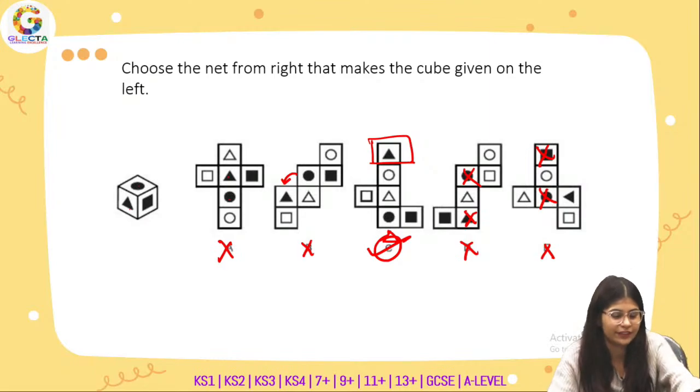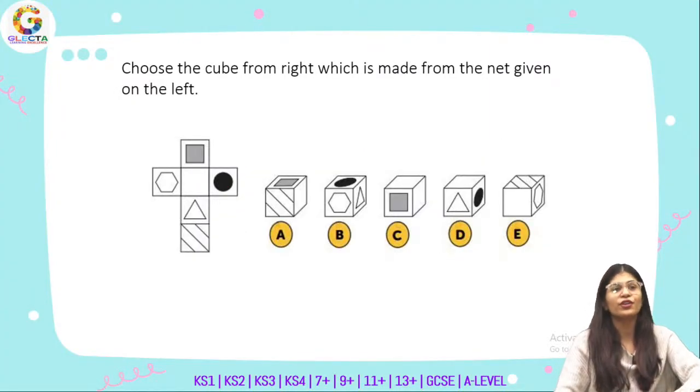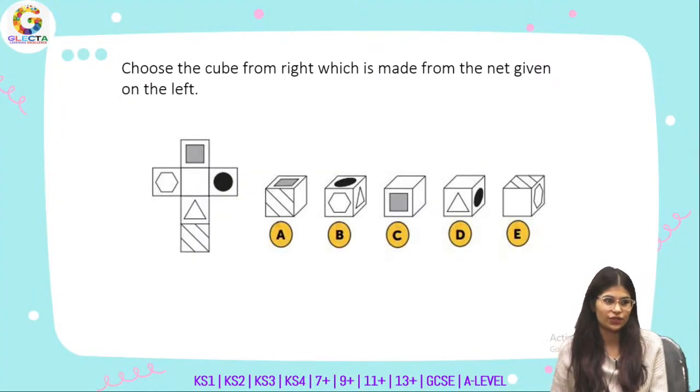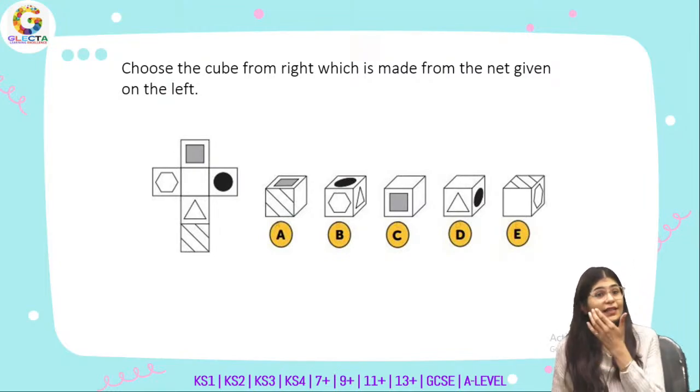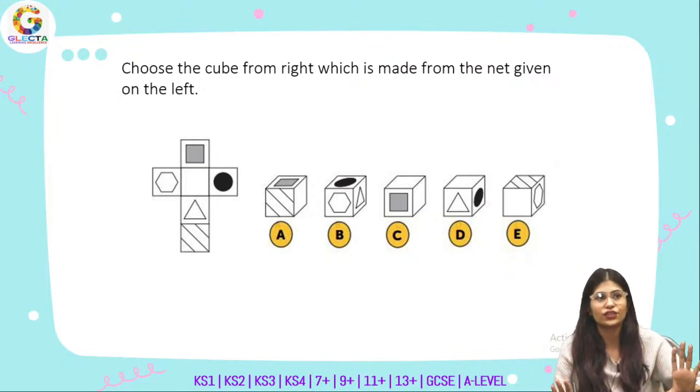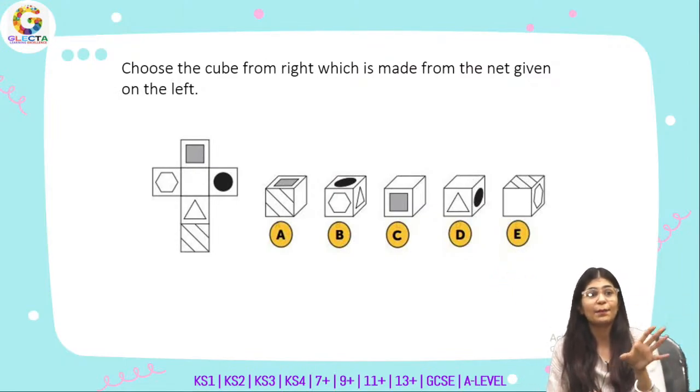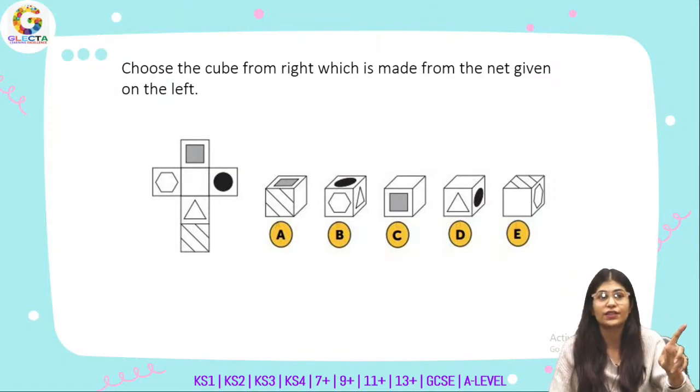Perfect. Great. Now moving on to the second type of question. If anybody has a question and I'm not able to pay attention because I've expanded the chat section for you guys, write in the chat section that you don't understand. Okay?